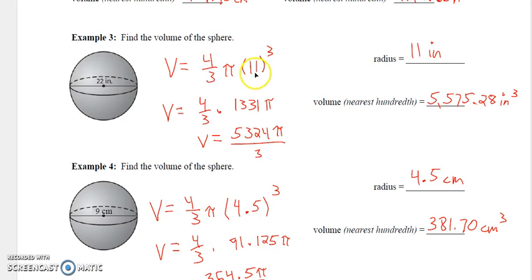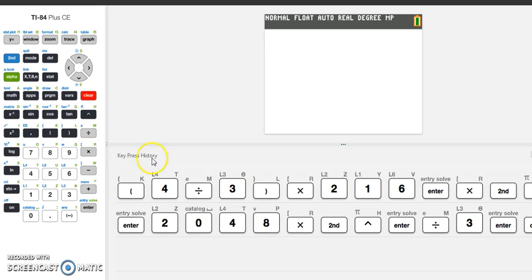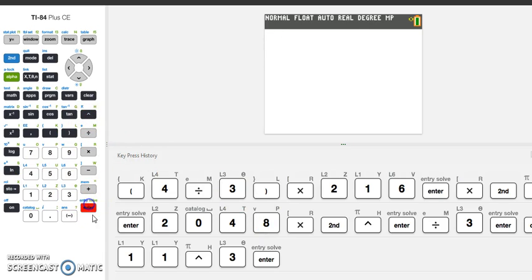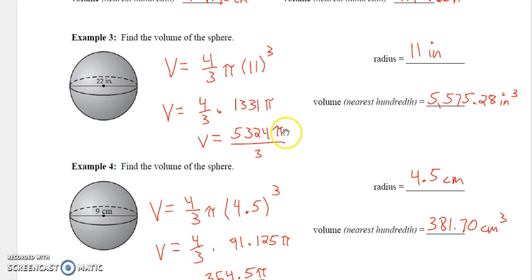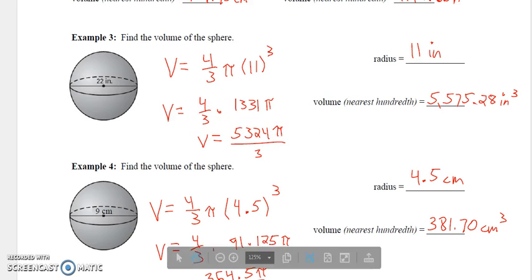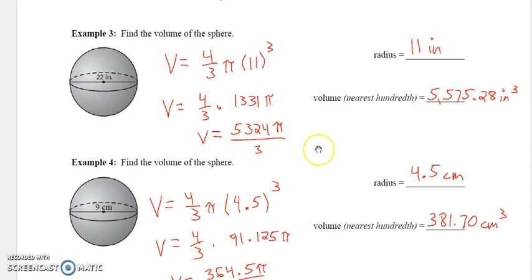Once we're there, I'm going to do 11 raised to the third, like that. And then I have to do times 4, which gives me 5,324. Keep the pi next to it, and then it's all over 3. This right here is what I would type or write if they asked me for the exact answer. But they didn't. They want me to round it.